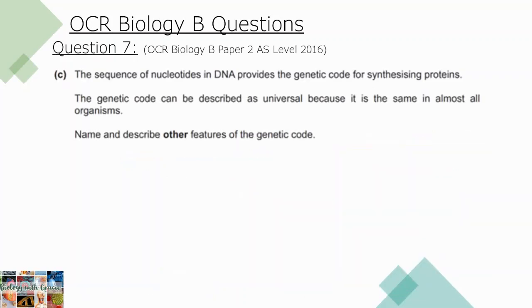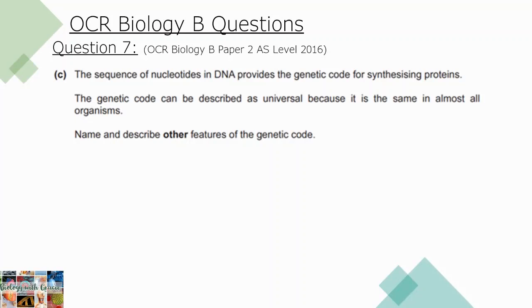Question 7. The sequence of nucleotides in DNA provides the genetic code for synthesizing proteins. The genetic code can be described as universal because it is the same in almost all organisms. Name and describe other features of the genetic code. So we've talked about two features of the genetic code today, so we're going to go over those two.